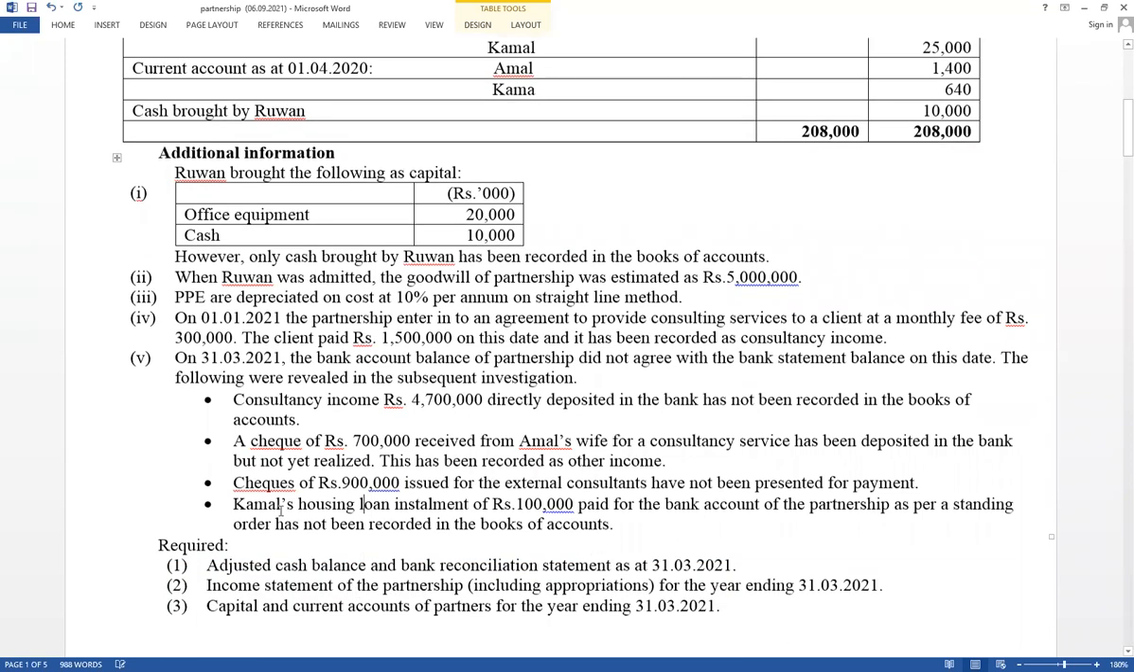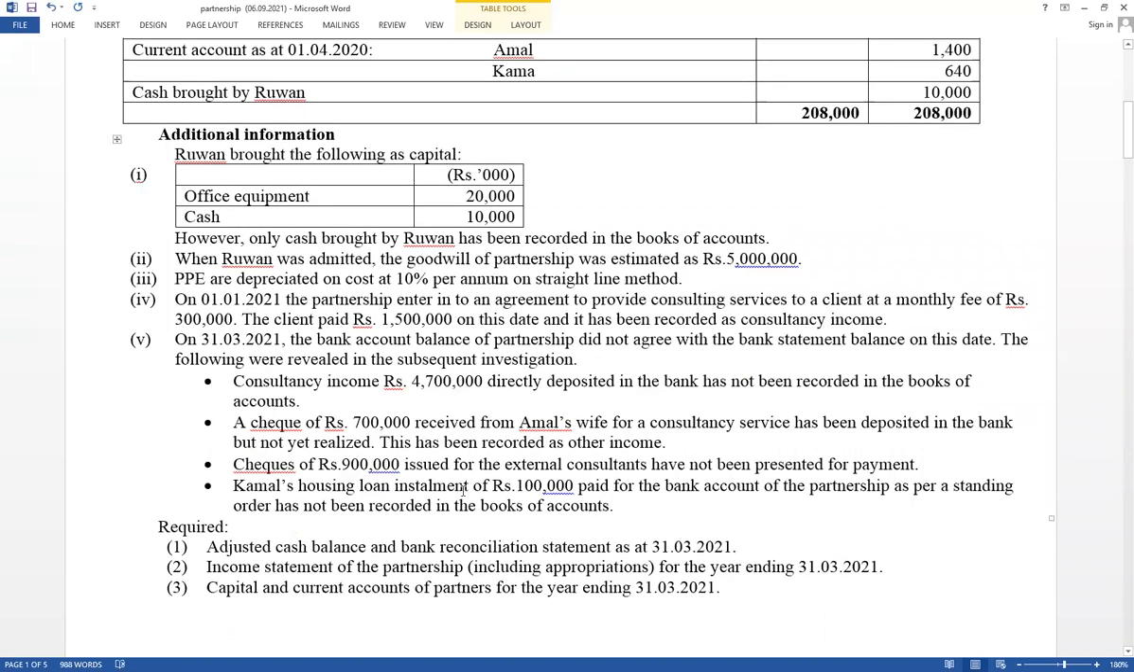Next one, Kamal's housing loan installment of 100,000 paid from the bank account of the partnership, as per standing order, has not been recorded in the books of accounts. Based on the entity concept, an owner's private expense cannot be paid by the business. If those are paid in cash of the business, they should be considered as drawings. Right? Think about requirements.